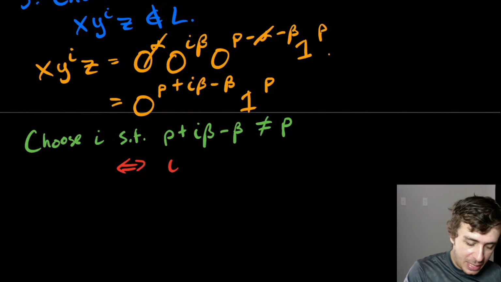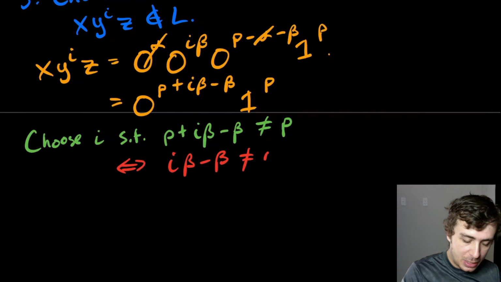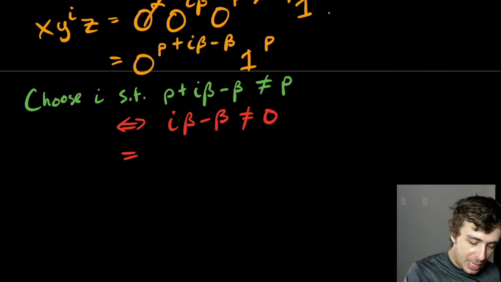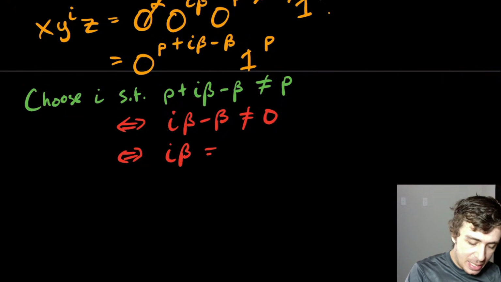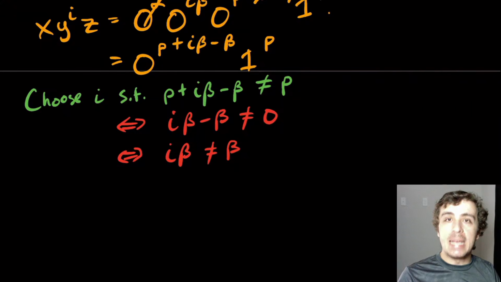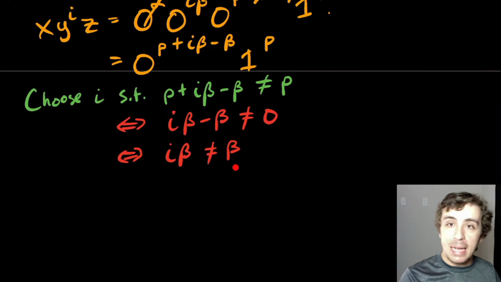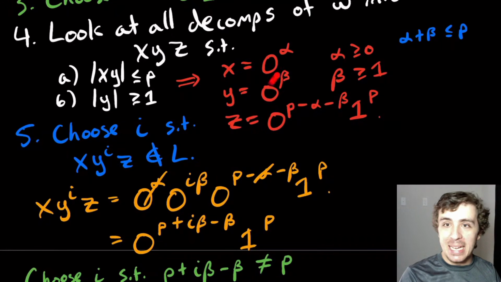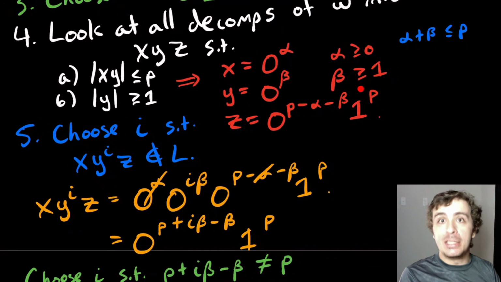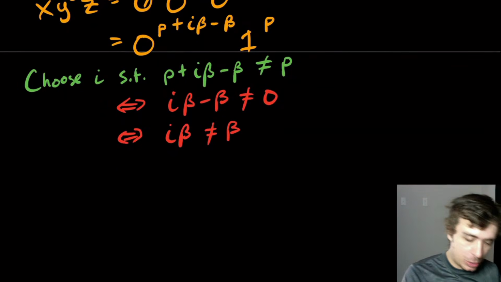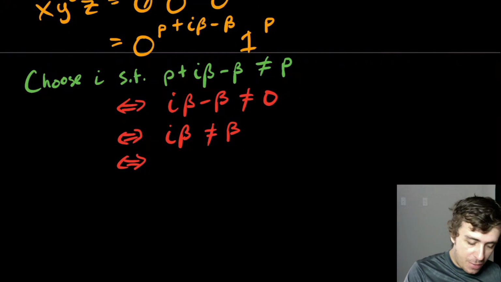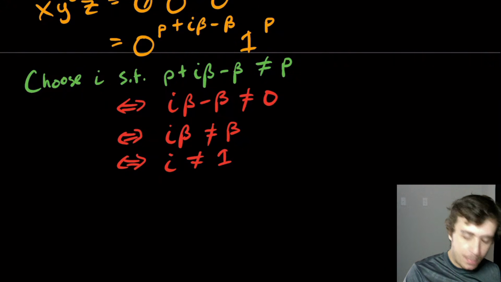It's the same thing as finding an i such that i beta minus beta is not 0, which is again equivalent to saying, if I move the beta over, i beta is not equal to beta. And I'm going to divide by beta on both sides. I'm allowed to do that because beta is at least 1. It's not 0. If it's something that's not 0, I can divide on both sides of the equation if I wanted to. So again, if and only if i is not equal to 1.